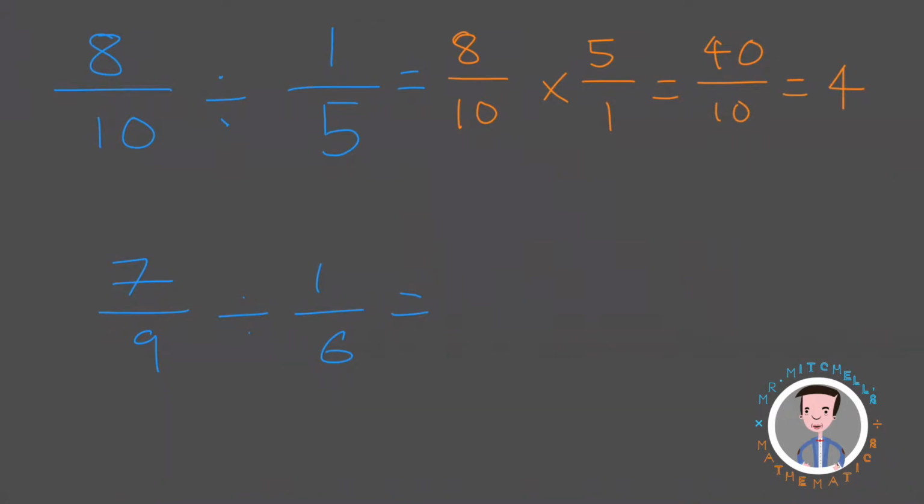For the second one, I did exactly the same thing. I wrote it as 7/9 times 6/1. Again, I times across the top and I times across the bottom. This left me with 42/9, which I could simplify to 14 2/3. Great, so I hope you got the right answers on those.